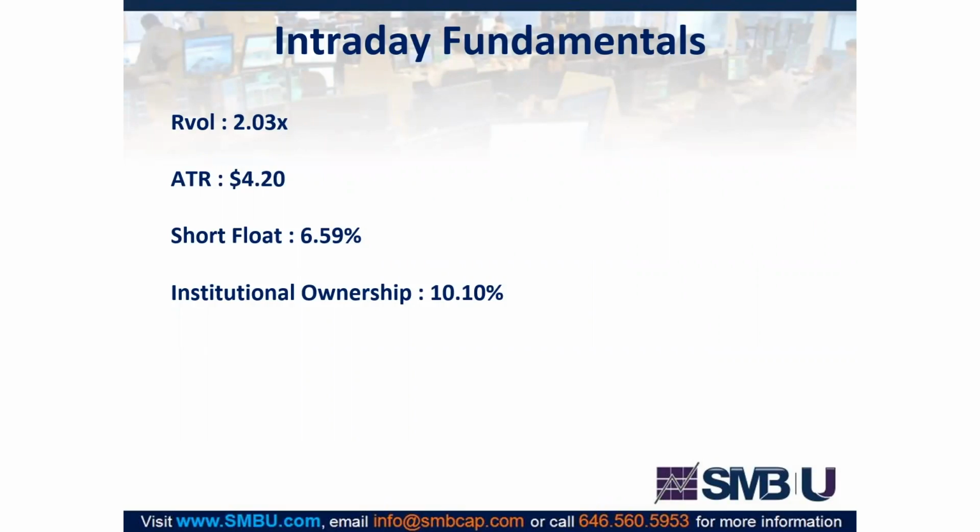So, like we said, that 2 times R vol is a really nice elevation level. A $4 ATR on a $50 or $60 stock is pretty significant. And there's a smaller short float and institutional ownership, but there's still been a lot of eyes on this name, really trading DraftKings daily.